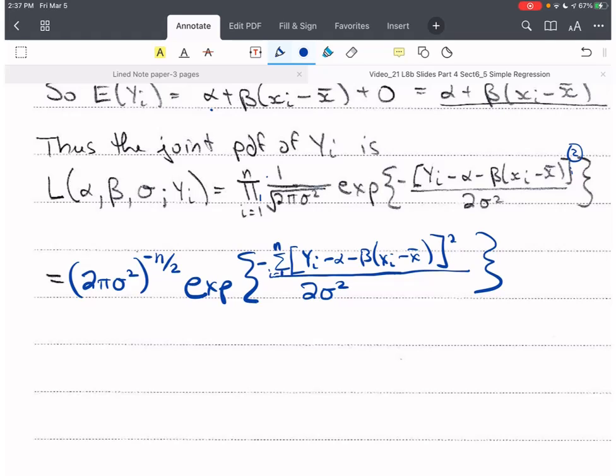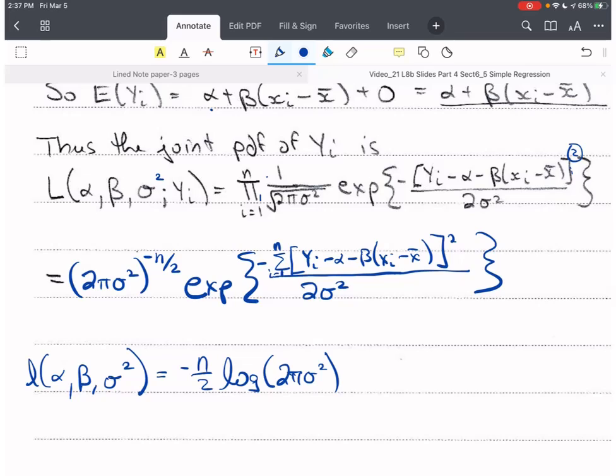And now we're going to take the log. So L of alpha, beta, sigma squared. And I can put sigma squared instead of sigma there. And then I'm going to take the log. And so this is going to be negative n over 2 log of 2 pi sigma squared. Now, I'm not going to worry about expanding this right now. I could make this negative n over 2 times the log of 2 plus negative n over 2 times the log of pi plus negative n over 2 times the log of sigma squared.